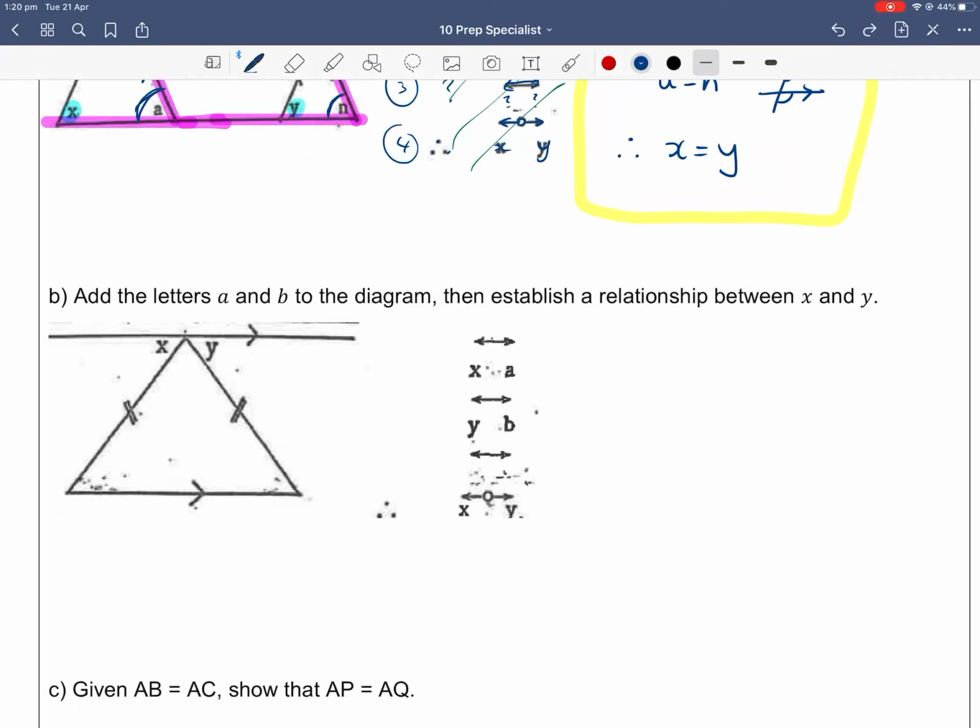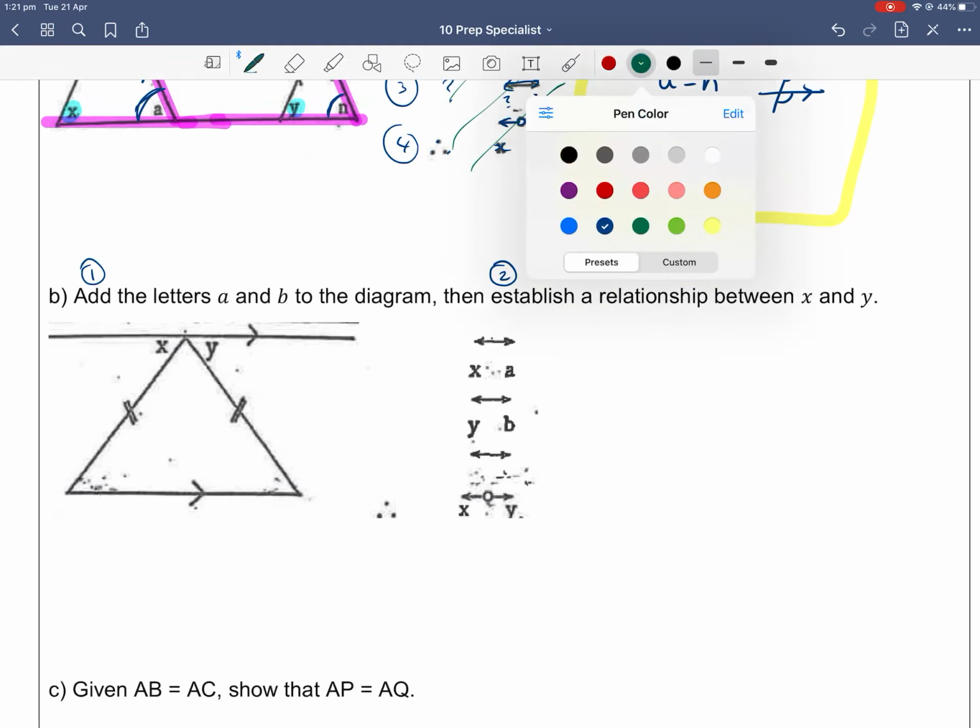Okay, so let's have a look at example B. It says, add the letters A and B to the diagram and then establish a relationship between X and Y. So there's two things for us to do. Step 1, we need to add letters A and B to the diagram. And then step 2, using geometric reasoning, find a relationship between X and Y.